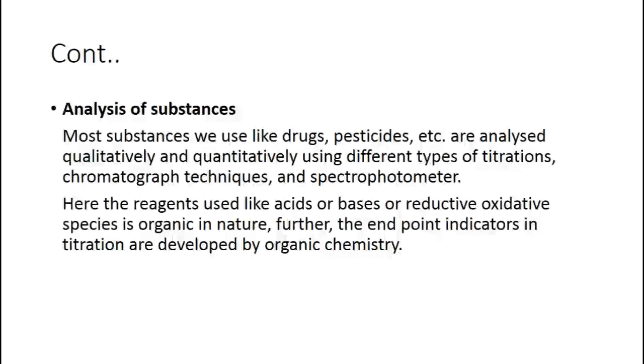Analysis of substance. Most substance we use like drugs, pesticides. Analyze qualitative and quantitative, use different type of titrations, chromatography, features, and spectrometers. So here the reagent used like acid or base or reductive oxides in organic nature. Further, the endpoint indicator titration are developed by organic chemistry.